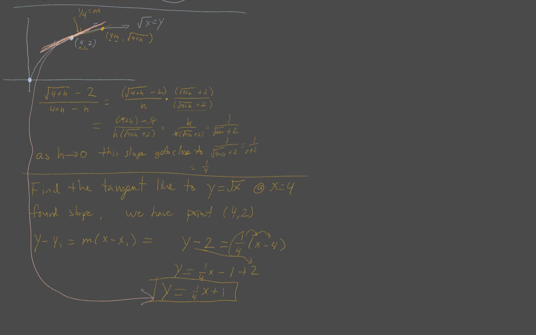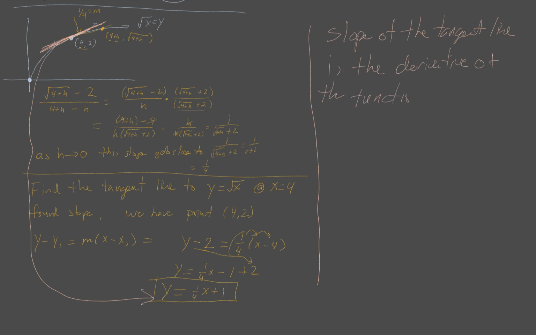Okay, that's all of 2.1, except for a few definitions. I want to talk about what these definitions are. So the slope of the tangent line is the derivative of the function at that point.